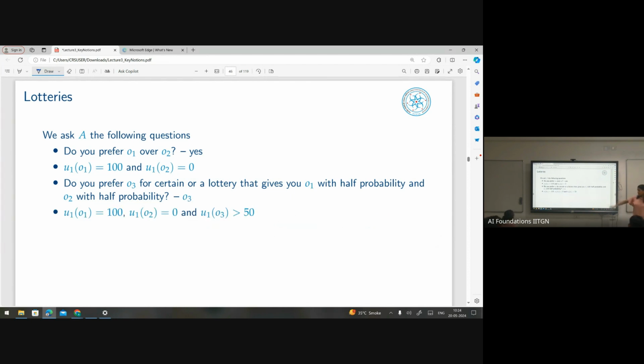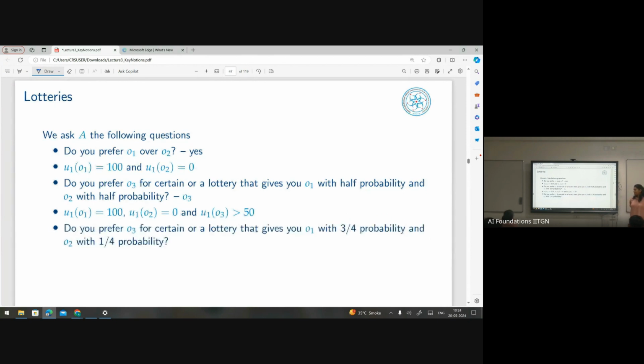Right. So this is what we have. I prefer O3 by at least 50, equal to, if you will. Now, what I ask more is, do you prefer O3 for certain, or a lottery that gives you O1 with 3/4 probability and O2 with 1/4 probability?